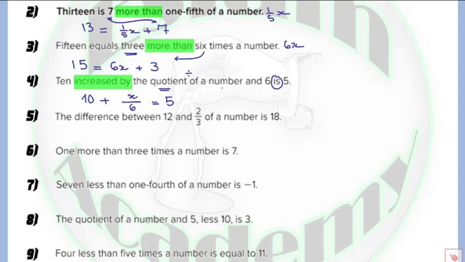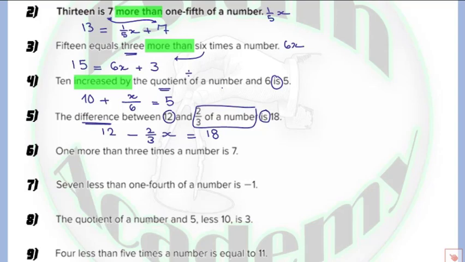The difference between. The meaning of the word difference is minus. Now we have the difference between 12 and 2 over 3 of a number. Keep the same order. So we have 12, then 2 over 3 of a number, which means 2 over 3x. As we said before, "is" means equal, equals to 18.